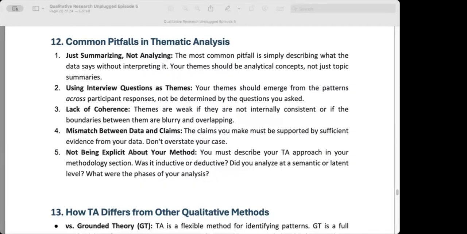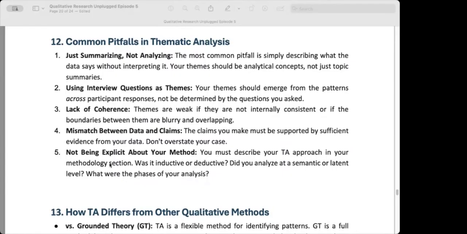For instance, claiming a theme reflects a universal experience among your participants when your data only shows strong evidence for it in a few instances, or making a significant interpretive leap that isn't clearly backed up by specific, illustrative participant quotes. Every analytical statement you make, every interpretation you offer, must be traceable back to specific, well-chosen data extracts that support it. The strength and credibility of your entire argument depend entirely on the solid foundation of your evidence. Don't let your claims run ahead of your data. Ground your claims firmly in the data.